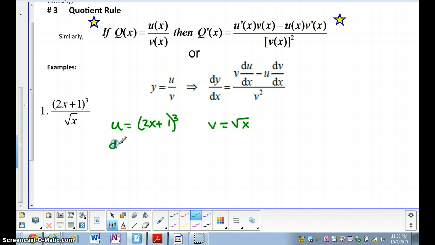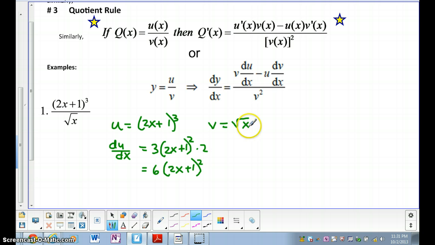If we take the derivative of u with respect to x, we'll have to use the chain rule. And remember with the chain rule that we do 3 times the inside here, 2x plus 1, that always stays the same. We subtract 1 from 3, and then we take the derivative of the inside, which in this case is 2. Let's go ahead and simplify that and multiply 3 times 2, which would be 6. And keep that multiplied by (2x plus 1) to the second power.